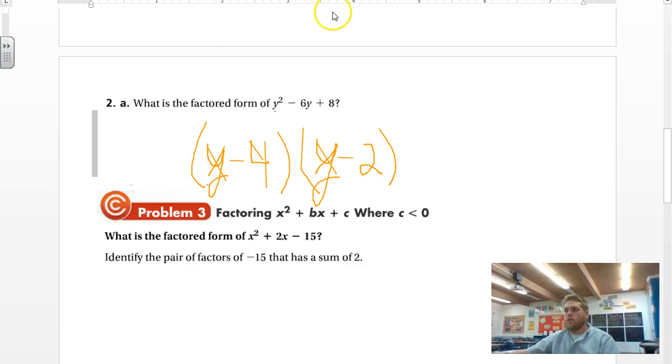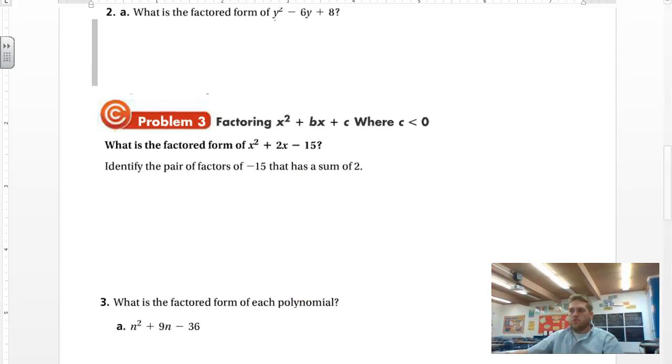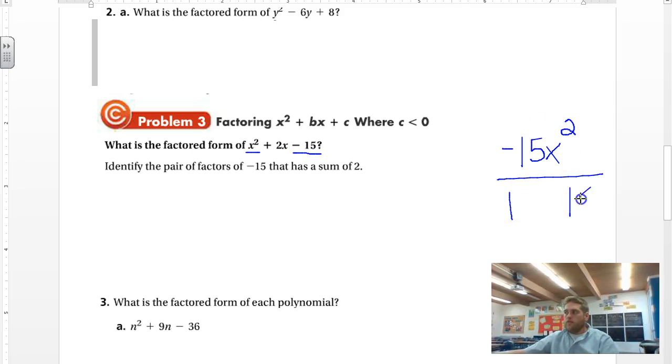Okay. Now, on problem 3, once again, it's going to be the same exact thing. We're not doing anything crazy different. Everything's just the same process over and over again, except this time we have x, and then I have a negative 15. So this is going to give me negative 15 x squared. Okay? So now I need to find the factors that give me 15. Well, 1 and 15, right? And then 3 and 5.